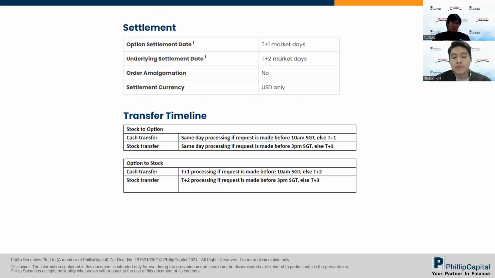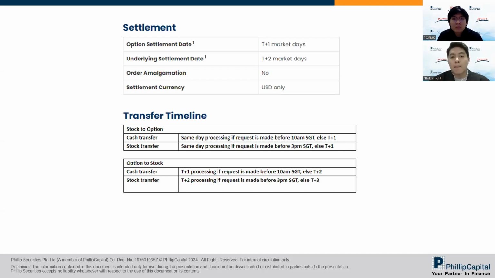Take note, for option trading, the option contracts settle T+1 as compared to stocks. Stock settles T+2. But do take note that when you are assigned the call option contract, meaning you have to deliver the shares, that one is actually a delivery of shares. So that one will follow the normal share settlement cycle, T+2. Option settles T+1. This one is different.